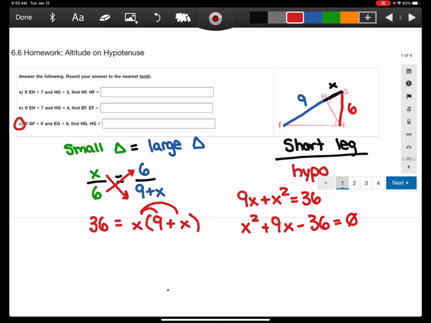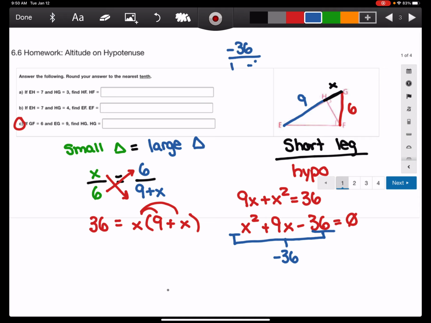At this point, we're just going to go ahead and solve for x. So again, we're factoring here. Multiply our a value times our c value: 1 times negative 36 is negative 36. Next, we look for all the numbers that multiply to be negative 36 and add to be positive 9. So I'm going to list out all the factors of negative 36.